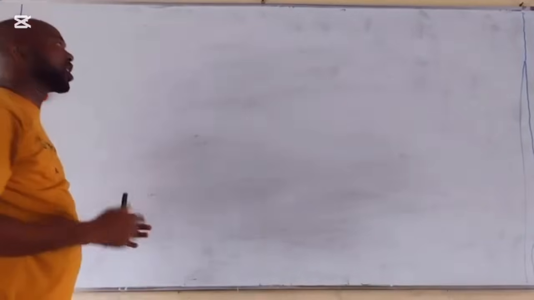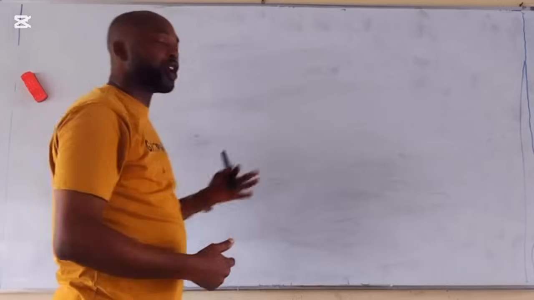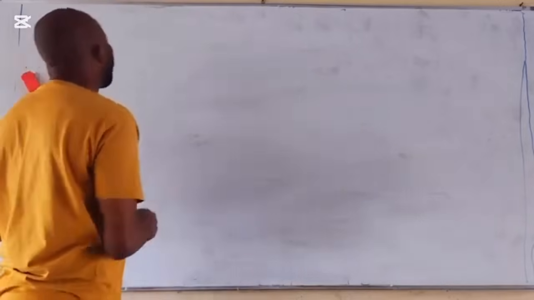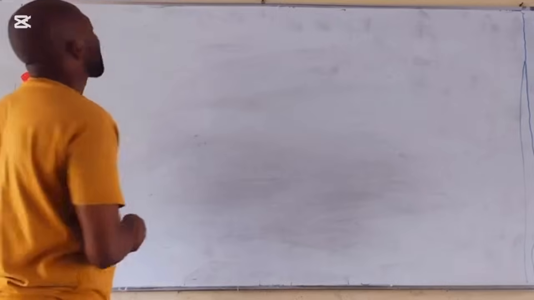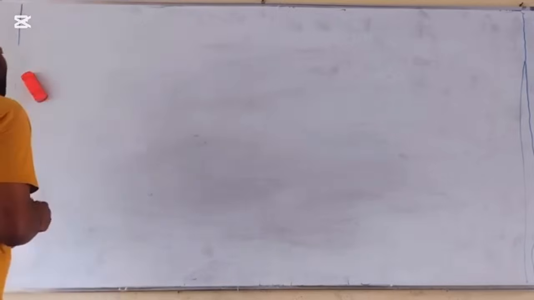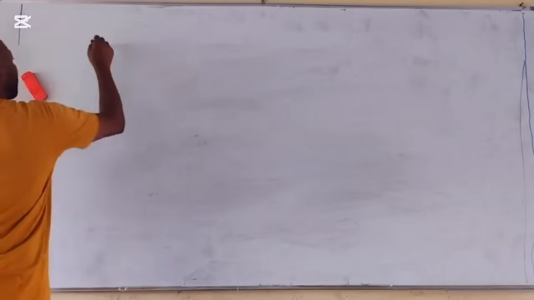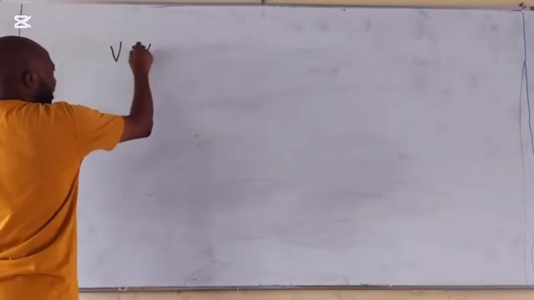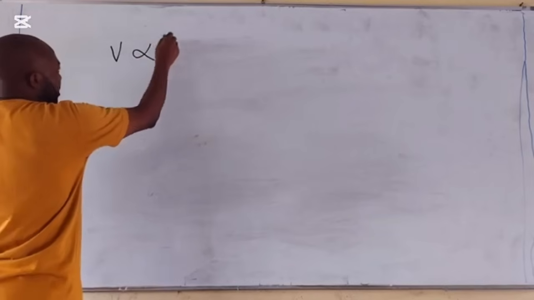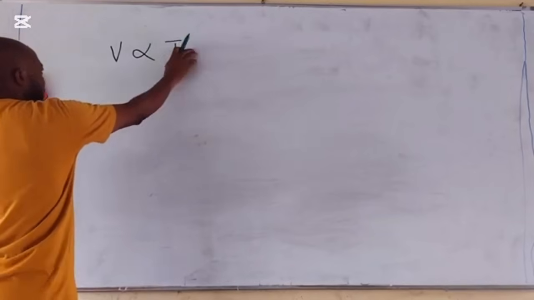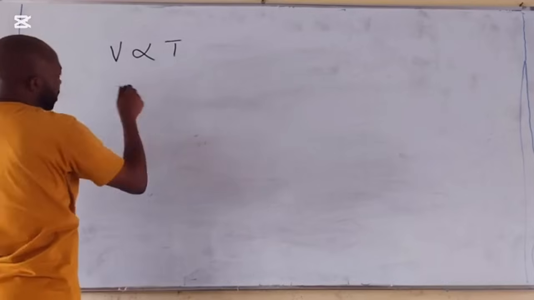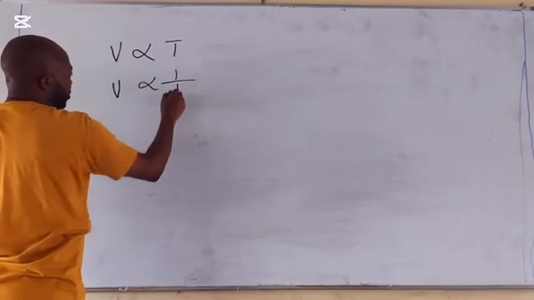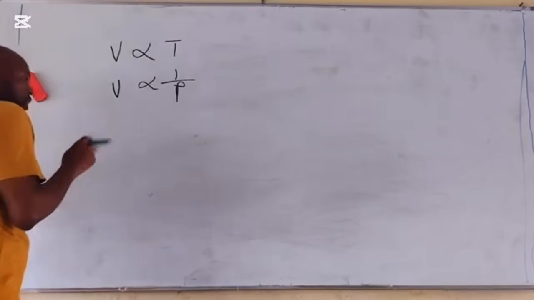Now, the general gas law encompasses Boyle's law and Charles' law together. So let's see how we combine them. Charles' law says the volume of a given mass of gas is directly proportional to its temperature in Kelvin if the pressure is constant. Boyle's law says the volume of a given mass of gas is inversely proportional to its pressure if the temperature is constant.